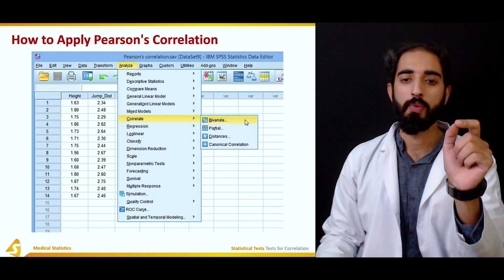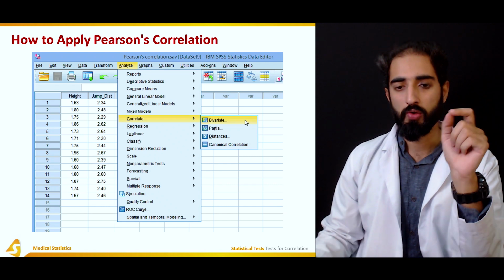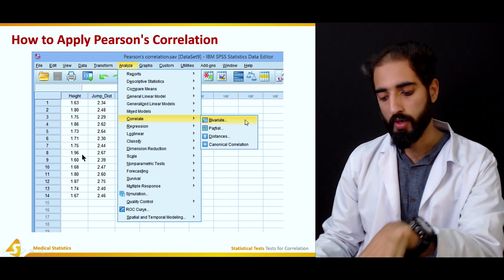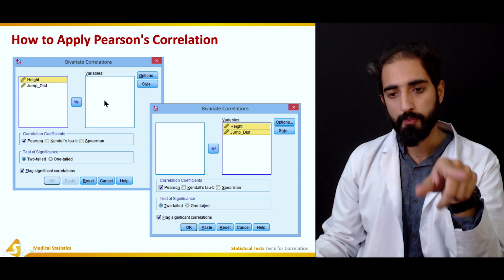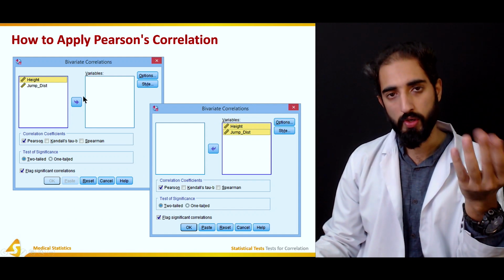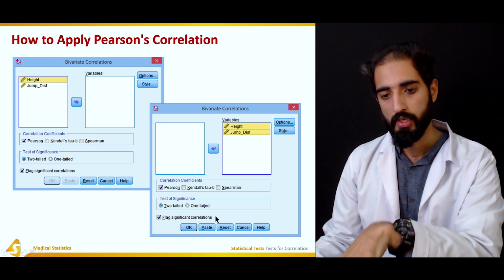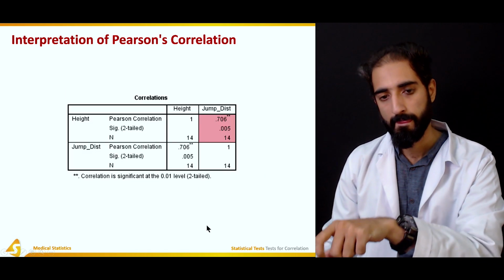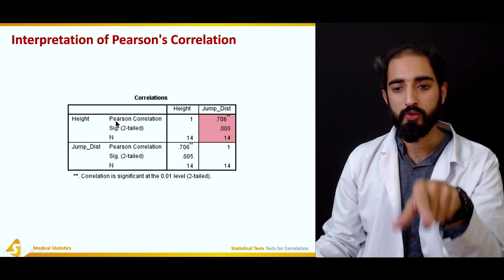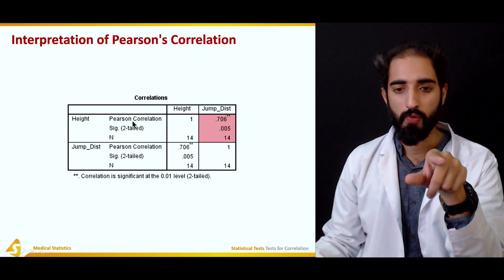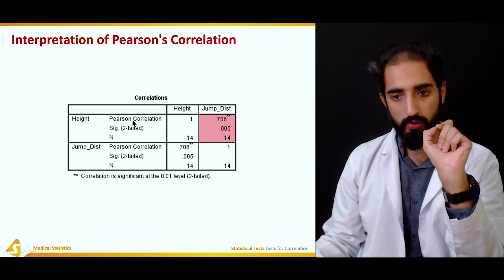Now, how to apply Pearson's correlation? So go to correlate, click on bivariate, and put all the variables for which you want to determine the correlation. Click on Pearson's, and you will get this. So here you have 0.706, which is the Pearson correlation coefficient.